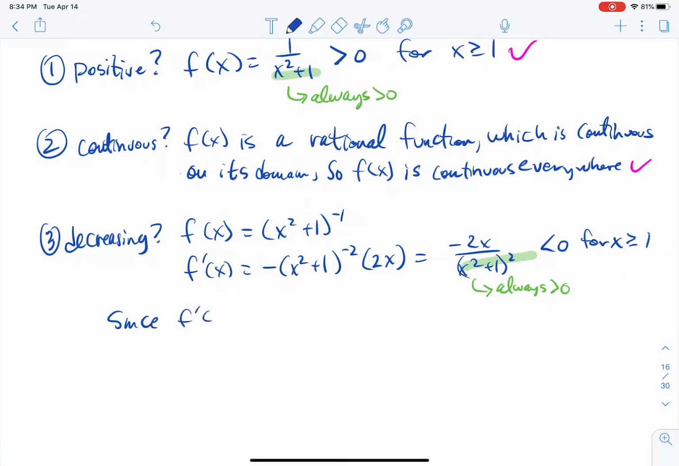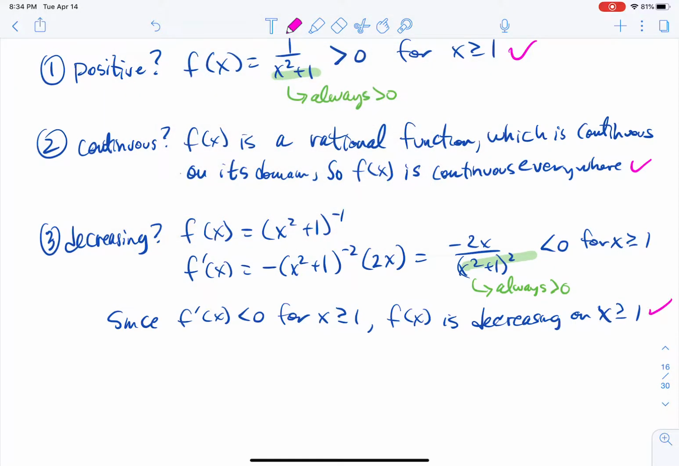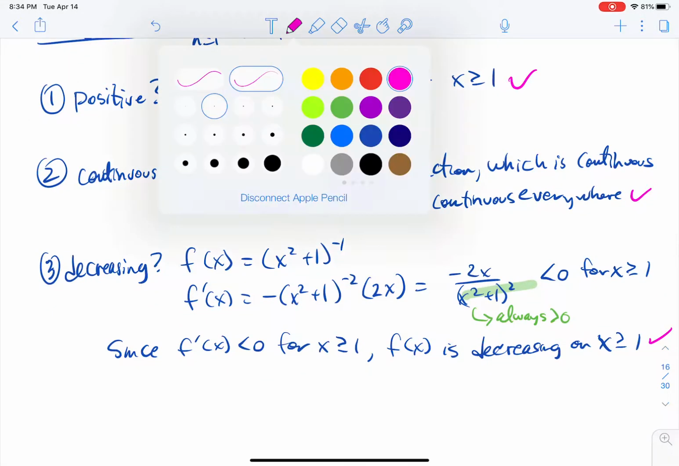Since f prime of x is less than 0 for x greater than or equal to 1, f of x is decreasing on x greater than or equal to 1. There's our third check mark. Wow, that's a lot of work just to make sure you can actually perform this test. Okay, so now let's actually perform it.